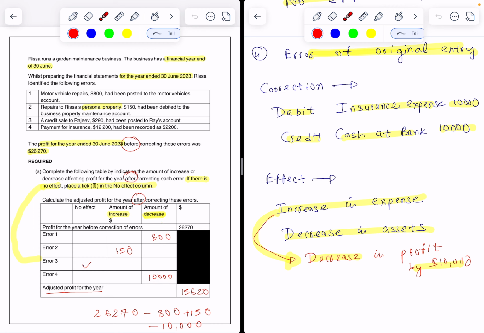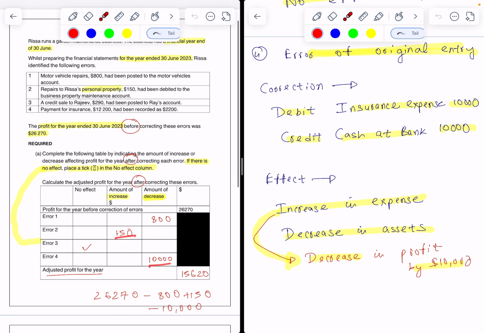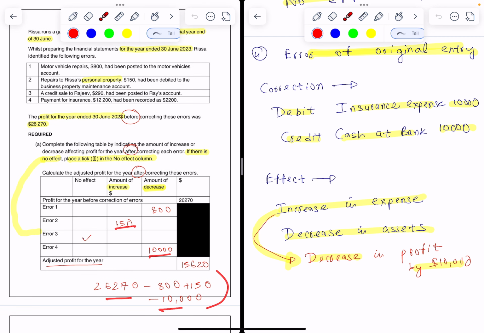So now we can find the adjusted profit for the year. How do we find the adjusted profit? We start with the profit that we had before the correction of $26,270. Then we subtract 800 from it, and then we add 150, and then we subtract $10,000 again for error number 4. So that should give us 15,620 as the adjusted profit after the corrections have been done.